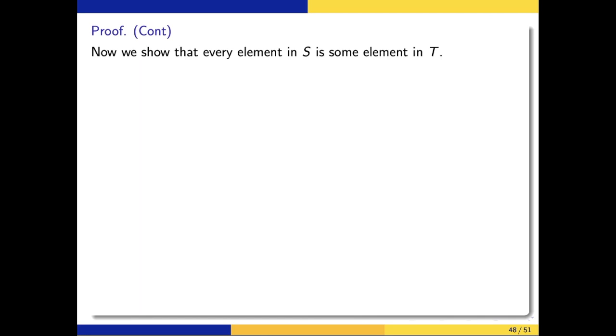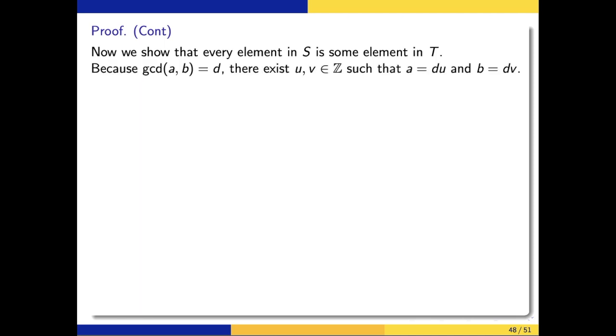Next, we show that every element in S is some element in T. This will then prove that S is a subset of T. Because the GCD of a and b is d, there exist integers u and v such that a equals du and b equals dv. And as discussed earlier, the GCD of u and v is 1. Let x comma y be a solution to ax plus by equals c. Then x comma y will be an element of S.